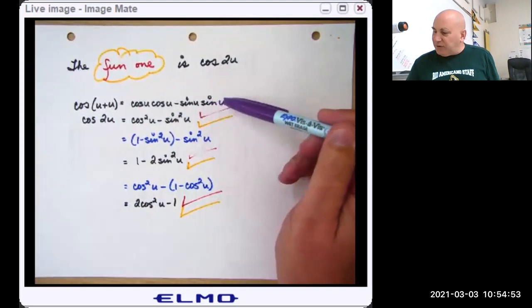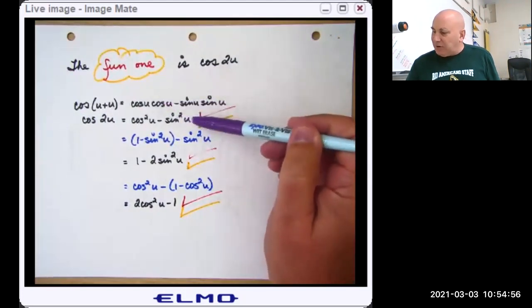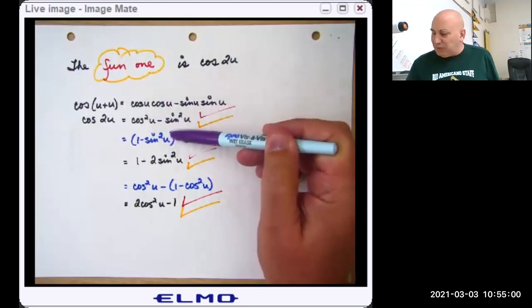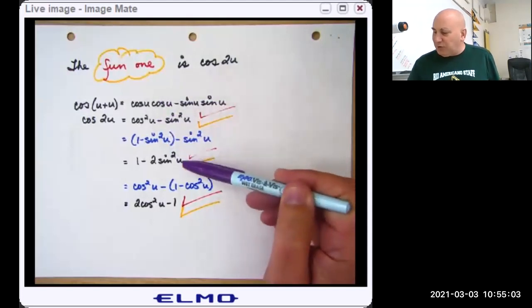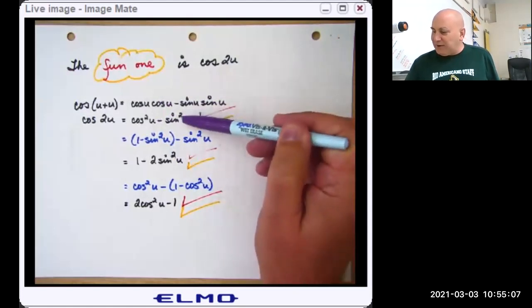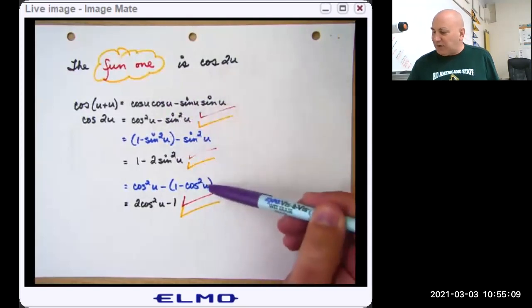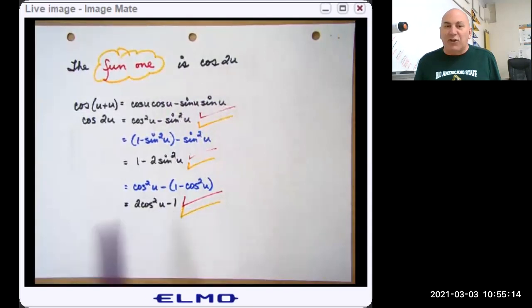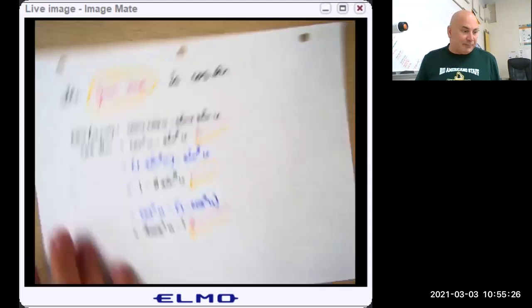If you just substitute into the original formula, you get this one, but we know that cosine squared u is 1 minus sine squared u, so if you make that substitution, you get this formula for cosine of 2u. And we know that sine squared of u is 1 minus cosine squared of u. So if you make that substitution, you get this third formula for cosine of 2u. So those are our double angle identities for sine, tangent, and three of them for cosine.